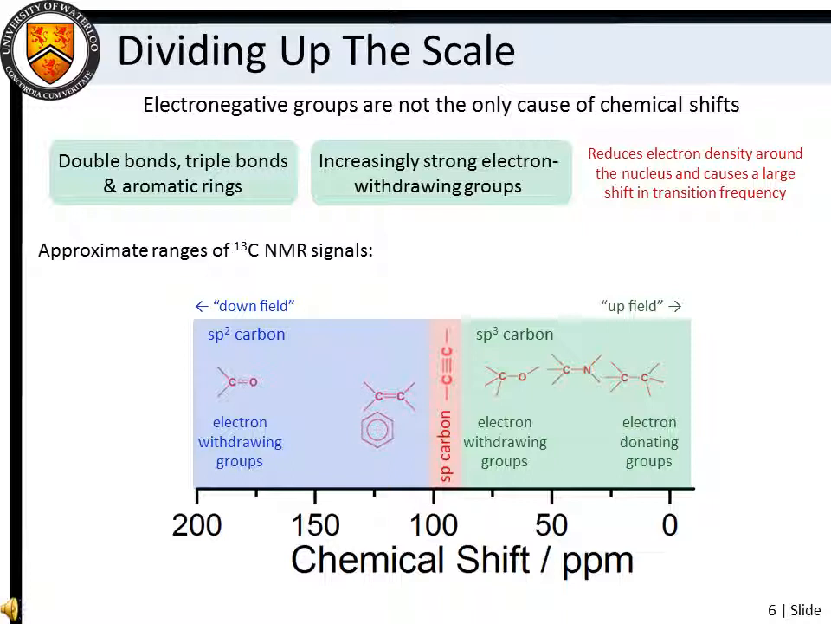We find that electronegative groups are not the only cause of chemical shifts in NMR spectra. Doubly and triply bonded carbons and carbon atoms in aromatic ring systems also experience significant chemical shifts. So too do sp2 carbons bound to electronegative groups, carbonyl groups for example. We find that specific types of carbon chemical environments resonate in distinct chemical shift regions. This provides an excellent metric for determining chemical structure.